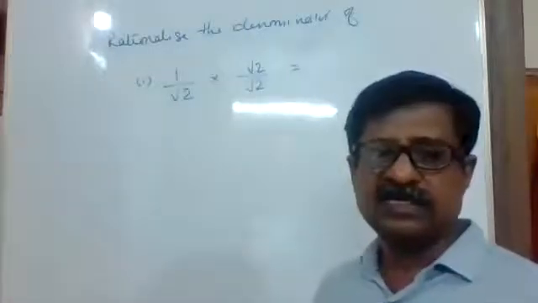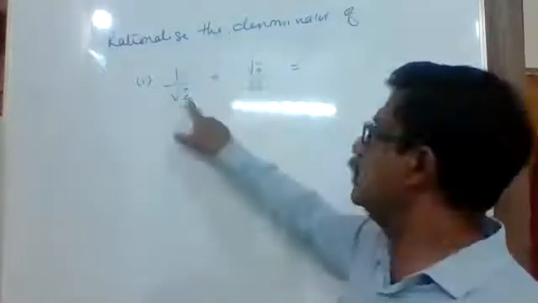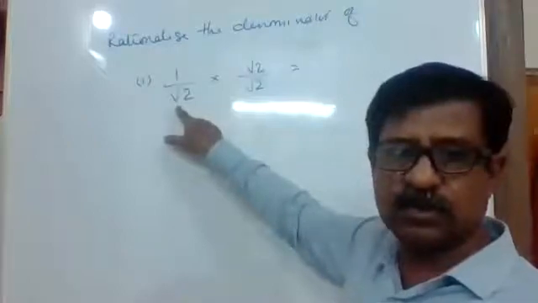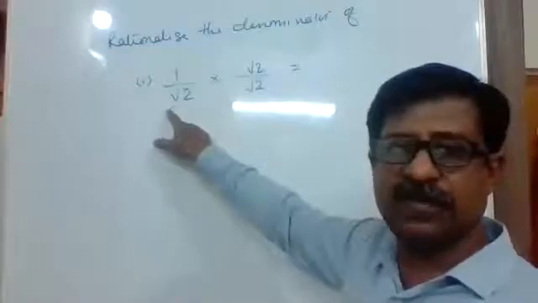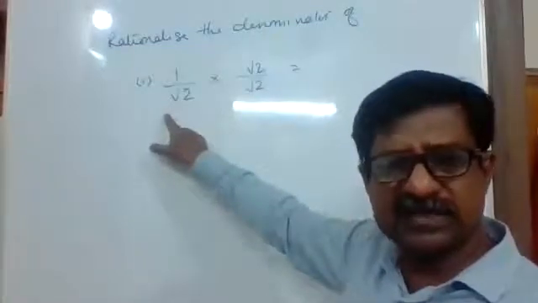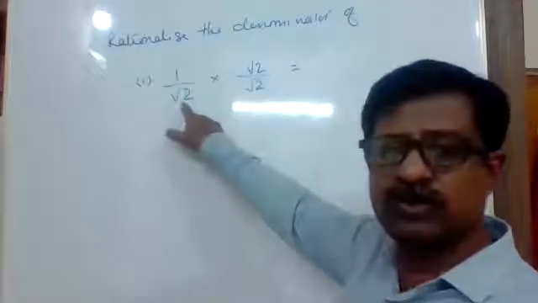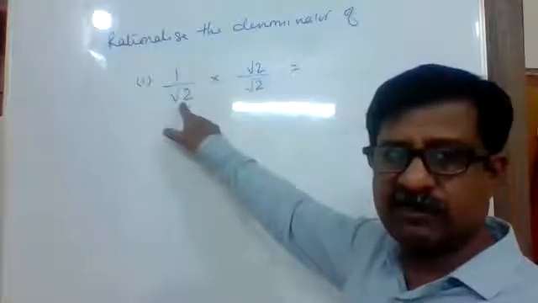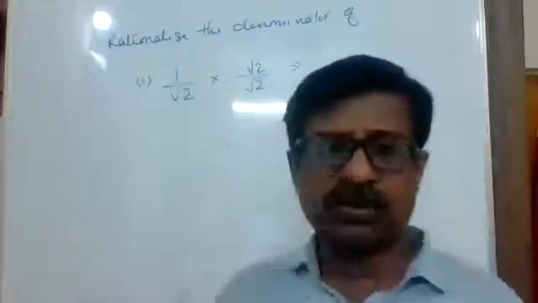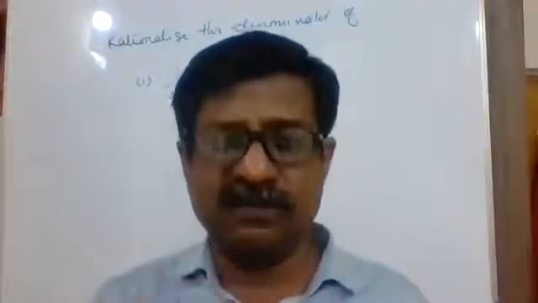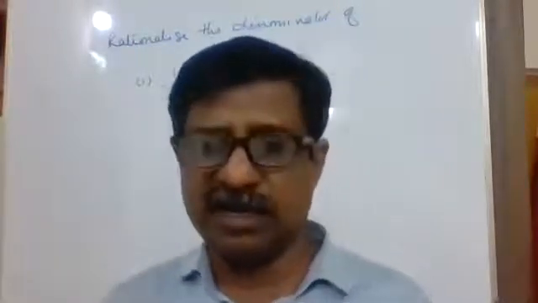Clear? Our aim is to make the denominator rational. Earlier it was irrational. The denominator was root 2, which has a root sign. That means it has to be made rational. How to make it rational? By multiplying the rationalizing factor. What is the rationalizing factor of this root 2? We know that the rationalizing factor of a monomial is the same irrational number. Therefore, root 2 is multiplied in the denominator. And if root 2 is multiplied in the denominator, we will multiply in the numerator also. Whatever we are doing in the denominator, the same number has to be multiplied in the numerator also.